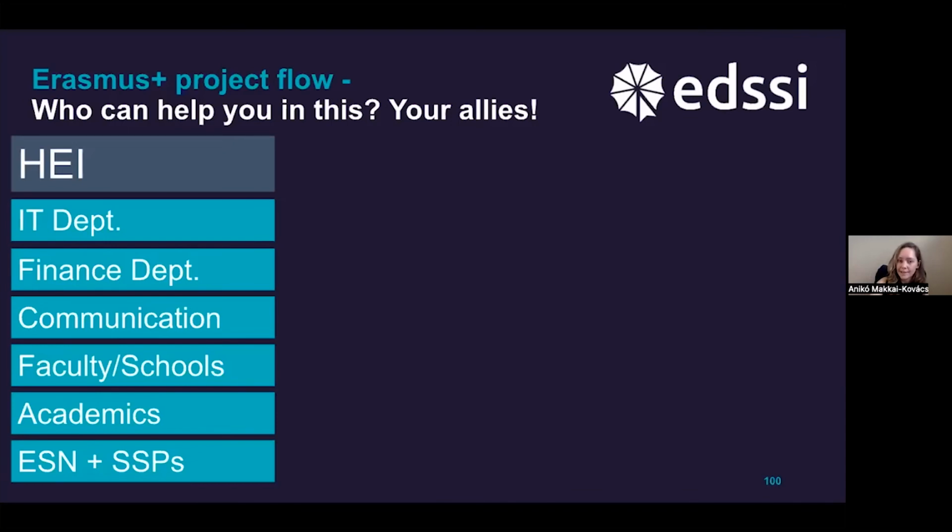And you have ESN, which is the Erasmus Student Network, which basically operates in all of the countries and in most of the universities. And you have SSPs, student service providers, that now in the EDSSI project we are bringing into the Erasmus Without Paper environment. And if you maybe attended the previous training that you can also watch online later on, there we are going to talk about the role of student service providers in Erasmus+.